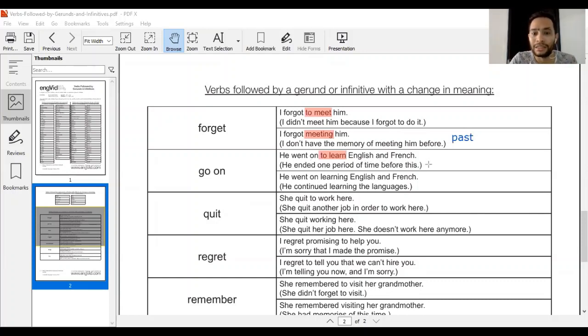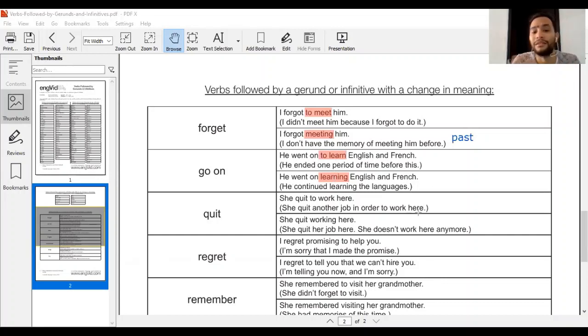So, lo que quiere decir es que go on to, con ing, lo que quiere decir es continuar, pero con una nueva actividad. Ahora van a ver la diferencia cuando les muestre con ing. Aquí viene el mismo ejemplo. He went on learning English and French. Learning. La oración a simple vista parece ser la misma, solamente cambia el verbo, ¿cierto? El patrón. Pero ¿qué pasa en la siguiente?